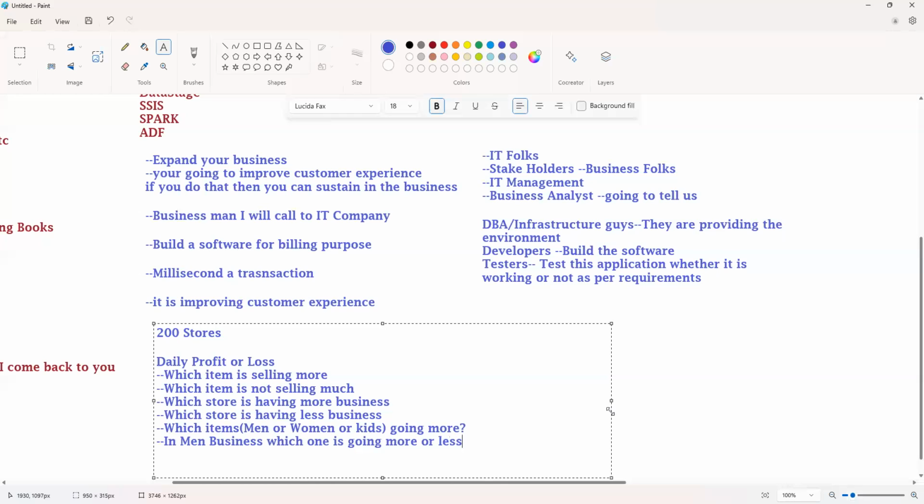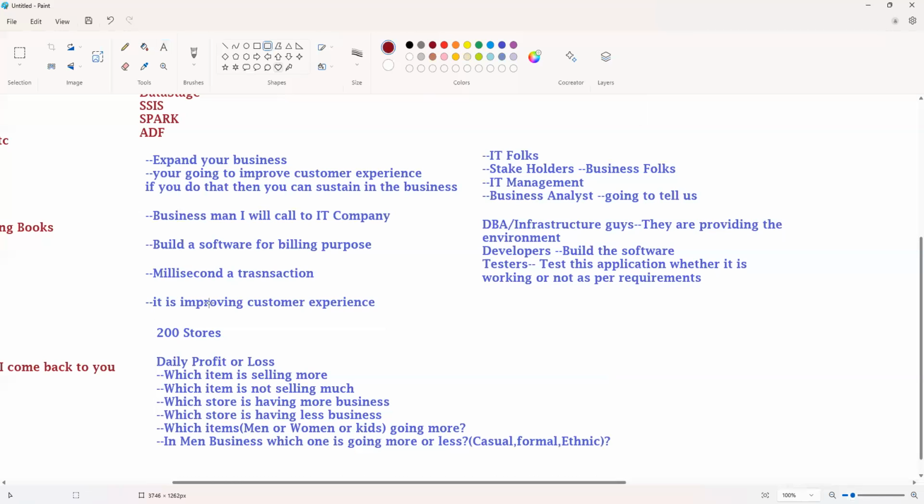In men's business also, normally what clothing will be there? Casual, am I right? Formal, ethnic, am I right, guys? Ethnic wear. Again, which one is going more? Why do we need to understand this? Tell me, what is the reason behind it? Guys, any idea?